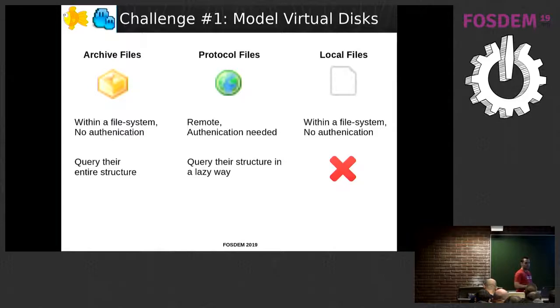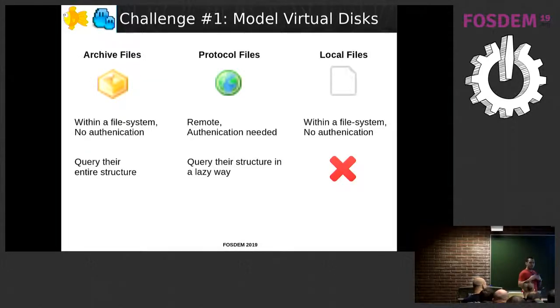So let's start with the modeling part. In muCommander, we have three types of files. Archive files, those are files in the inside file systems that contain files and folders inside. There are protocol files, those are remote file systems that you need to connect to, generally authenticate and connect to. And local files, those are all the other files that reside on my local machine.